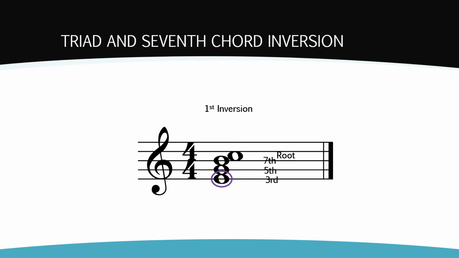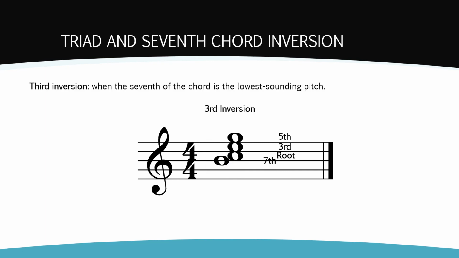If we move the third to a higher sounding location so that the fifth of the chord is now the lowest sounding pitch, we are in second inversion. Since a seventh chord has 4 pitches, we have the option to invert this chord one more time than a triad. If we move the fifth to a higher sounding location so that the seventh of the chord is now the lowest sounding pitch, we are in third inversion.